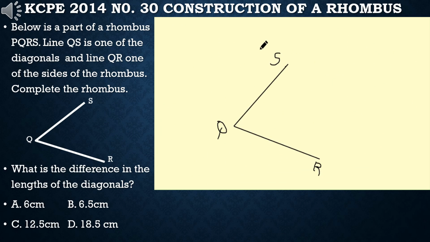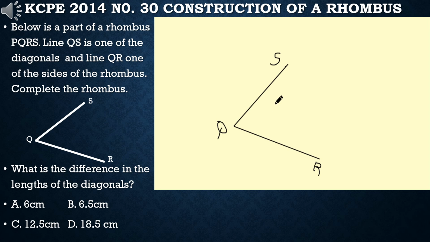And number 30 is a construction of a rhombus. Below is a part of a rhombus PQRS. Line QS is one of the diagonals, and line QR is one of the sides of the rhombus. Complete the rhombus. What is the difference in the lengths of the diagonals?